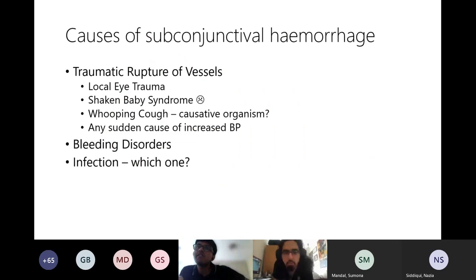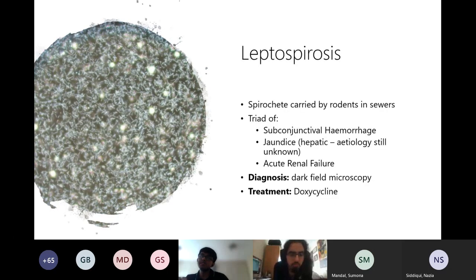So causes of subconjunctival hemorrhage, you can split into causes of basically traumatic rupture of the vessels. Trauma to the eye can cause it, shaken baby syndrome can cause it. And whooping cough, kids with that, because they cough and cough and cough, and their blood pressure increases, they can get this hemorrhage. Any kind of bleeding disorder, whether that's a liver problem or a hematological problem, can cause it. And then, yeah, the infection we talked about, which is leptospirosis.